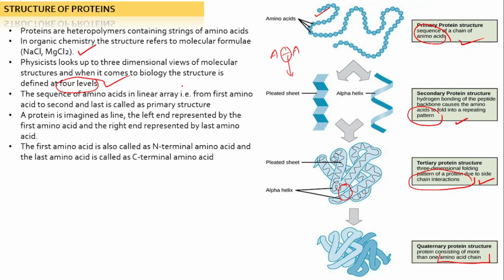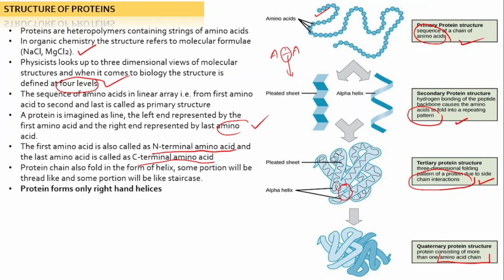A protein is imagined as a line, the left end represented by the first amino acid and the right end represented by the last amino acid. The first amino acid is also called the N-terminal amino acid, and the last amino acid is called the C-terminal amino acid.